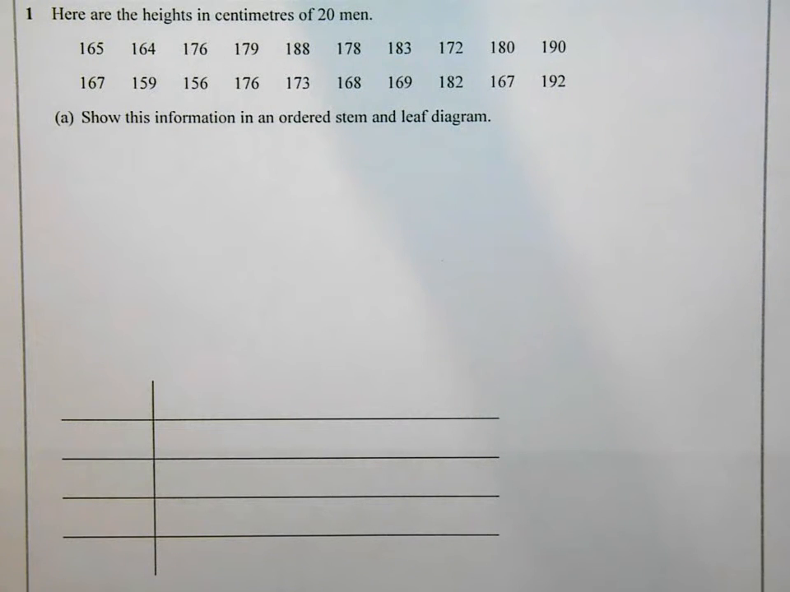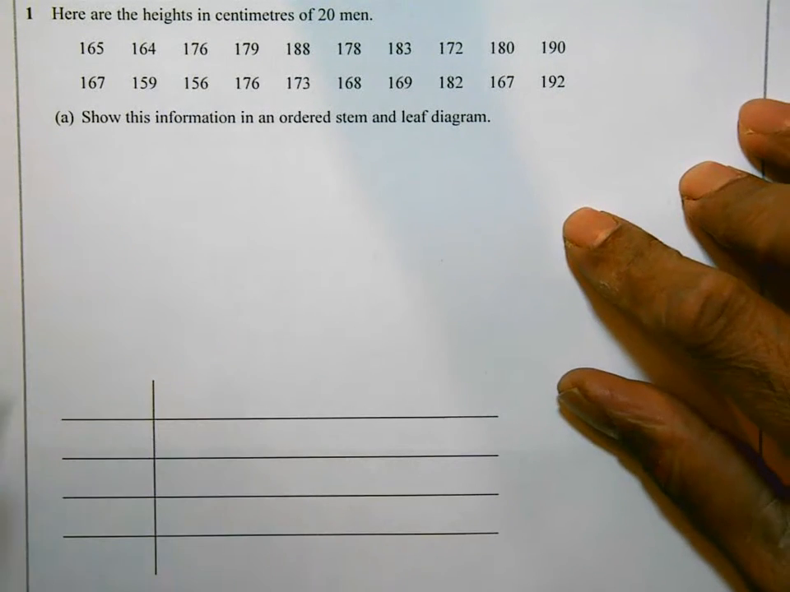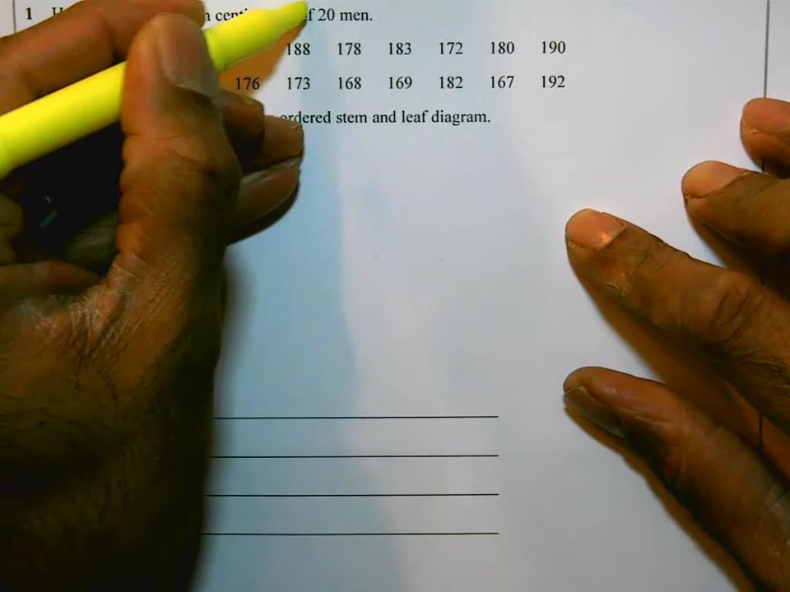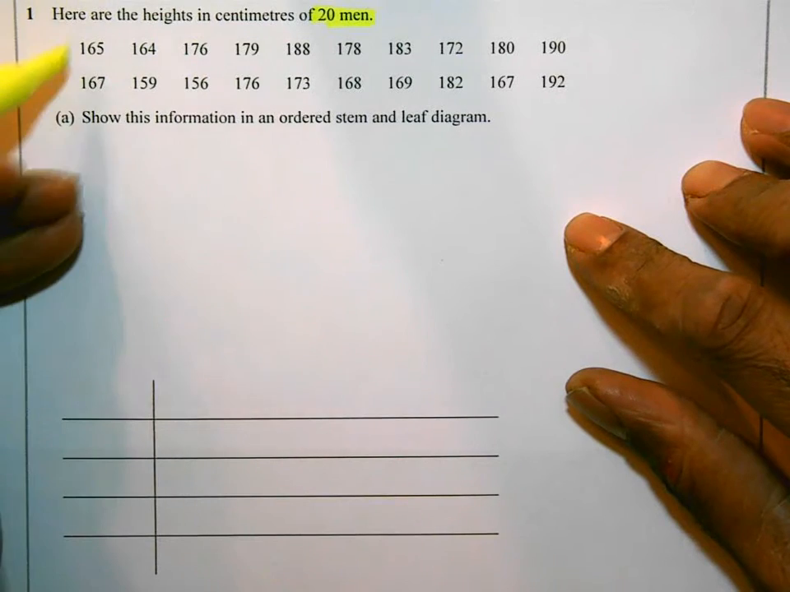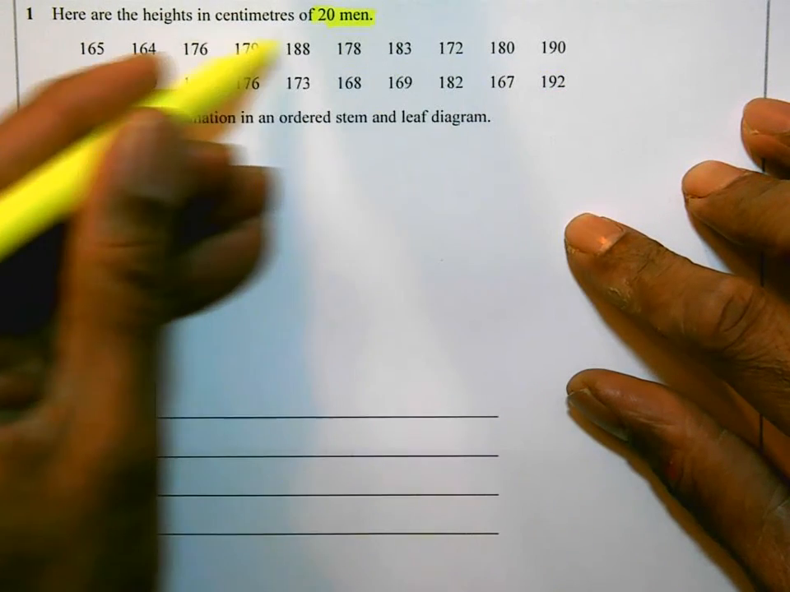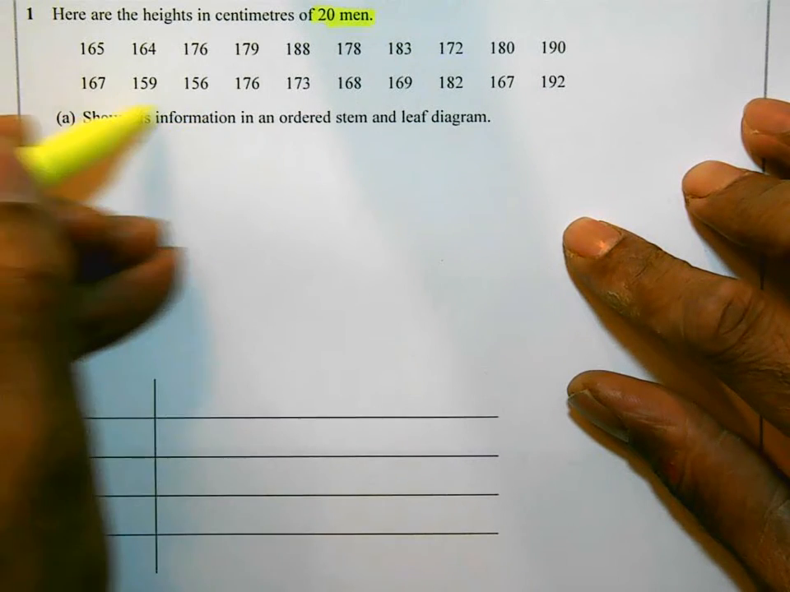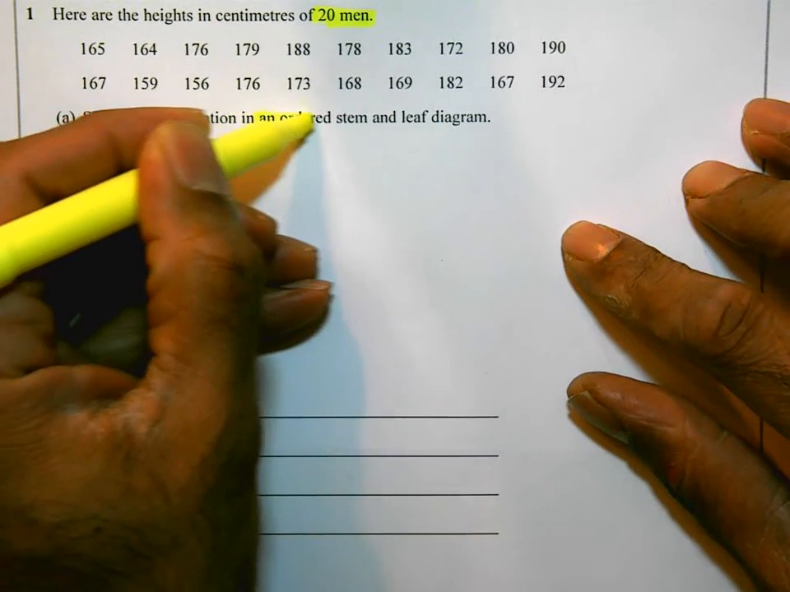This is question number 1 on the June 2015 non-calculator paper. So let's look at the question. The question says, here are the heights in centimeters of 20 men. I've got 20 bits of data over here. And part A says, show this information in an ordered stem and leaf diagram.